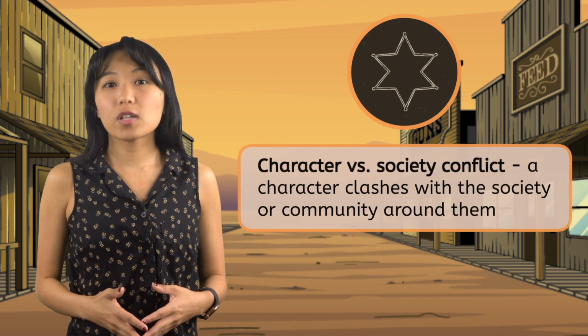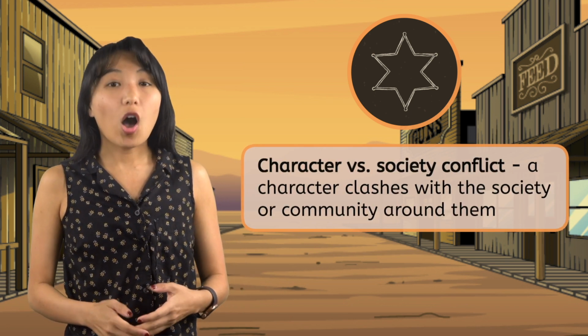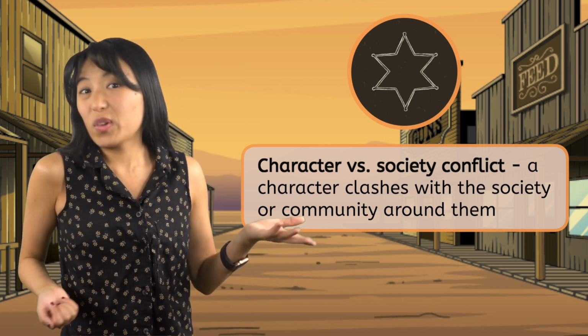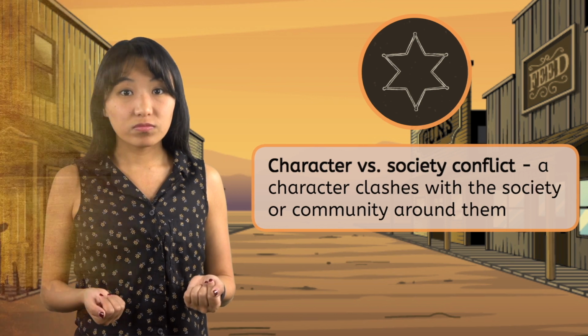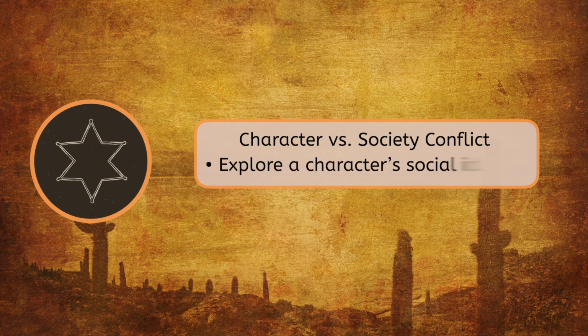This is a perfect example of a character versus society conflict. This conflict shows up when a character clashes with the society or community around them, often by challenging norms, breaking rules, or just going against the status quo. Think of stories where the character is fighting against an unjust government, or thinking for themselves, even when everyone else says they're wrong. This type of conflict can explore a character's identity and sense of belonging.